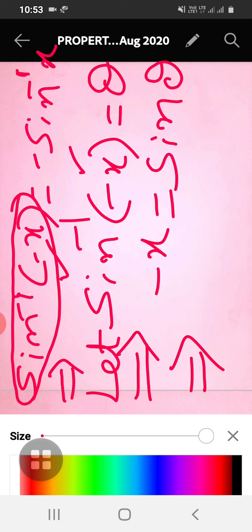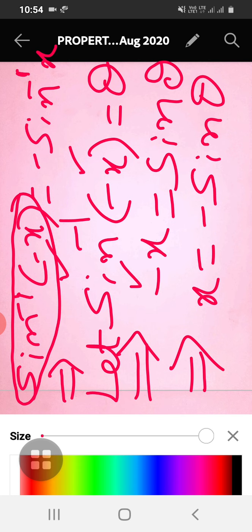Or, I will take this minus to the right hand side, so I can write x is equal to minus sin theta. Observe here, I will continue from the next page. x is equal to minus sin theta.